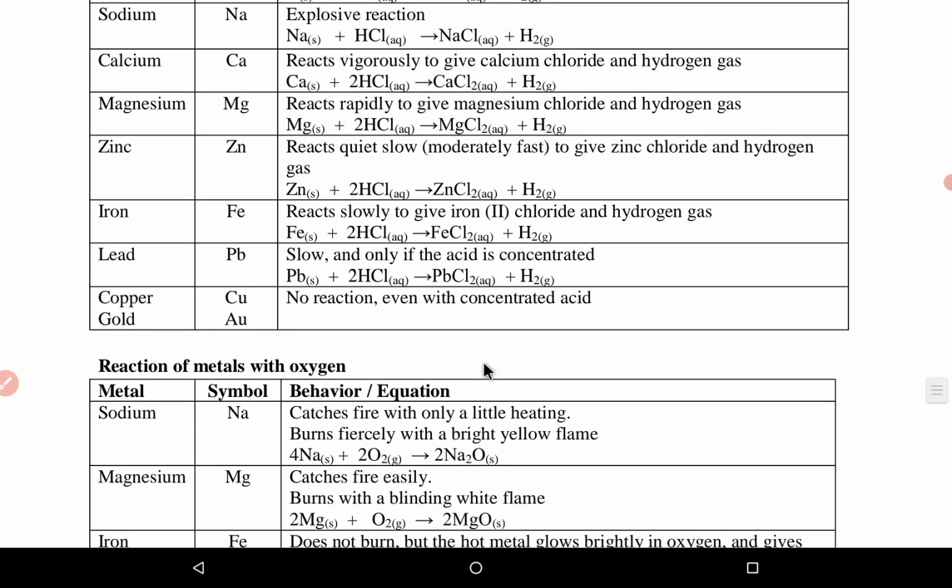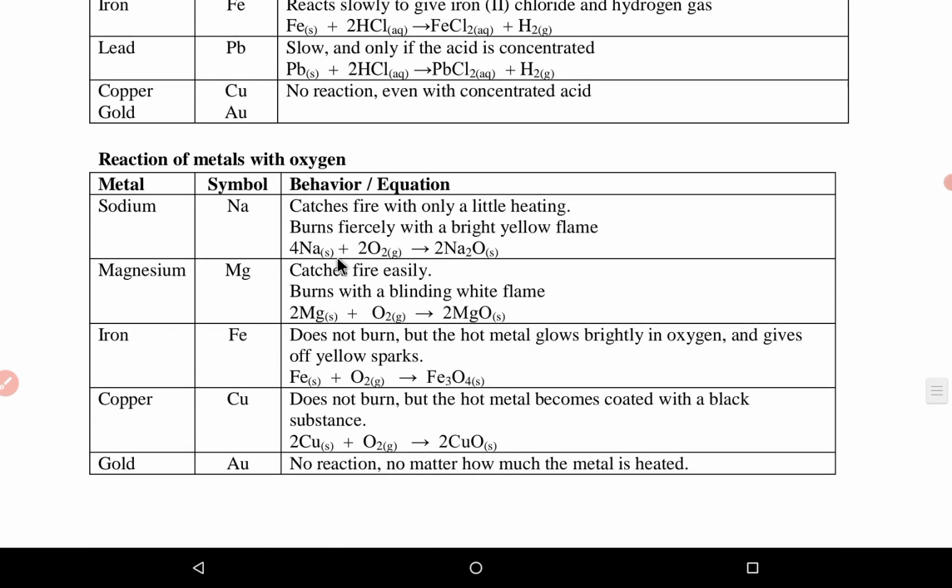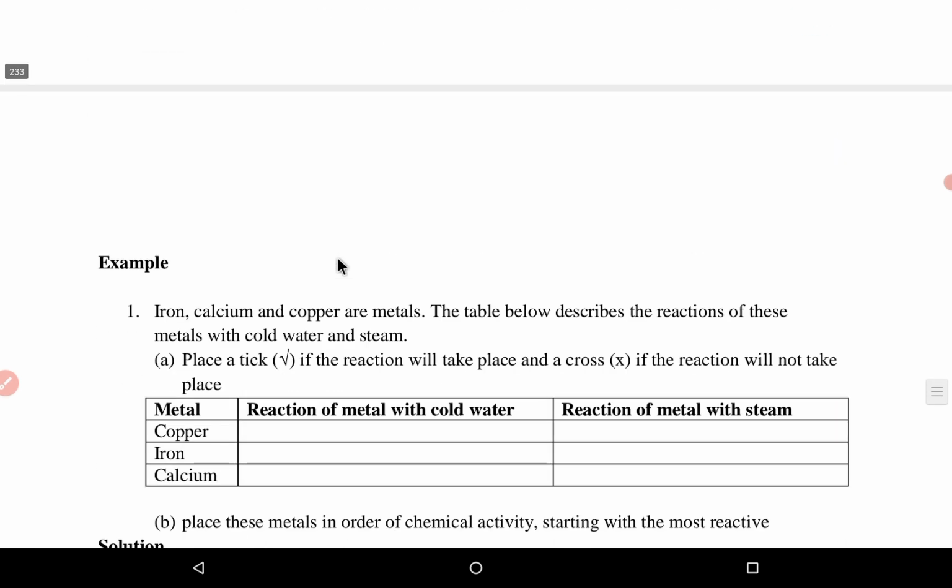So, reaction of metals with oxygen. A good number of metals will react with oxygen, all the way up to copper. Gold does not react. Even platinum will not react. So just take a minute to understand these things. You don't need to know each and every equation, you just need to have at least an understanding of how these metals will react.